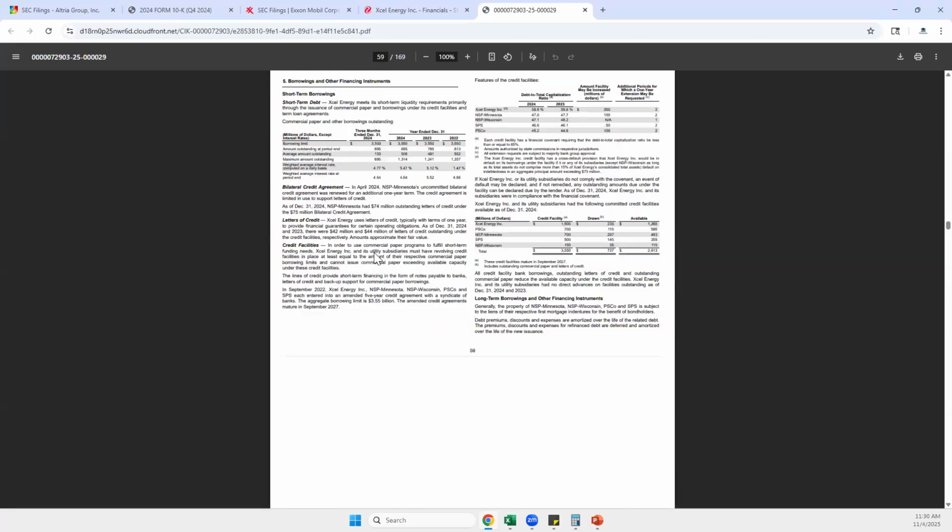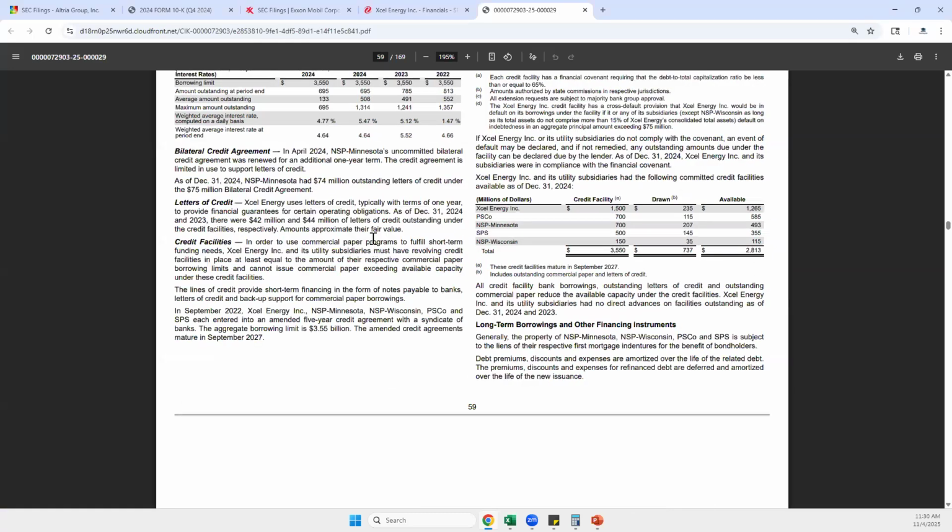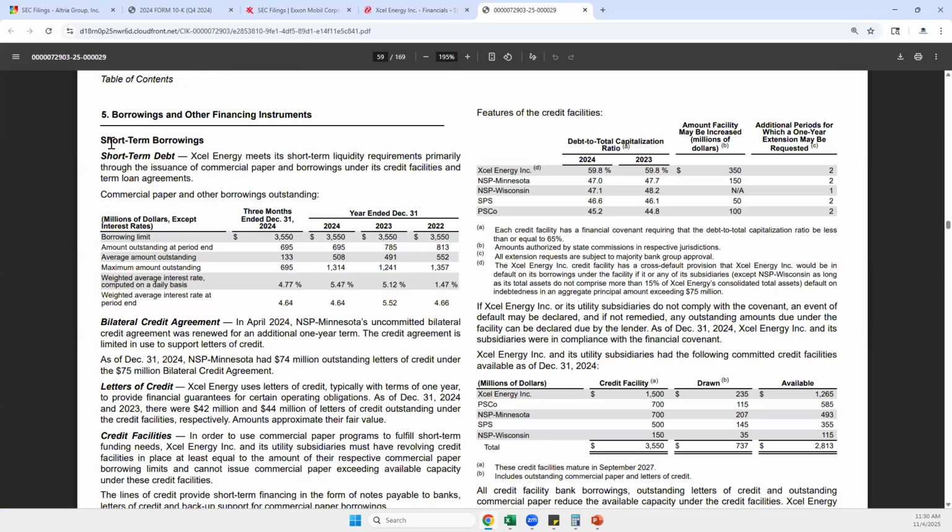This is from Xcel Energy's financial statements. They disclose their borrowings as their short-term borrowings. These are lines of credit. And they disclose their borrowing limit. Think of that as like a credit limit on a credit card. They can borrow up to that amount, but the amount outstanding as of year end was 695 out of the 3,550 in millions. So they had a 3.5 billion credit limit. They only borrowed that much.